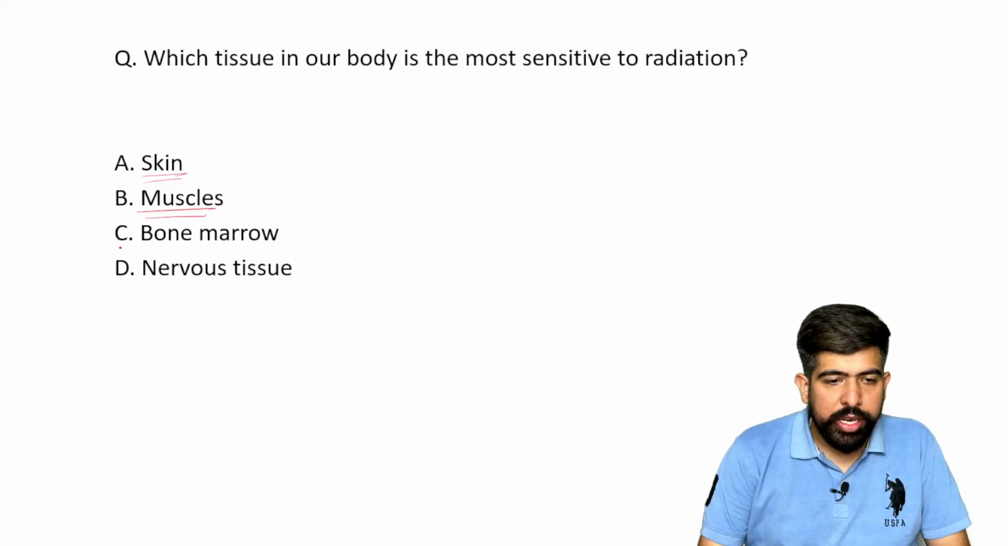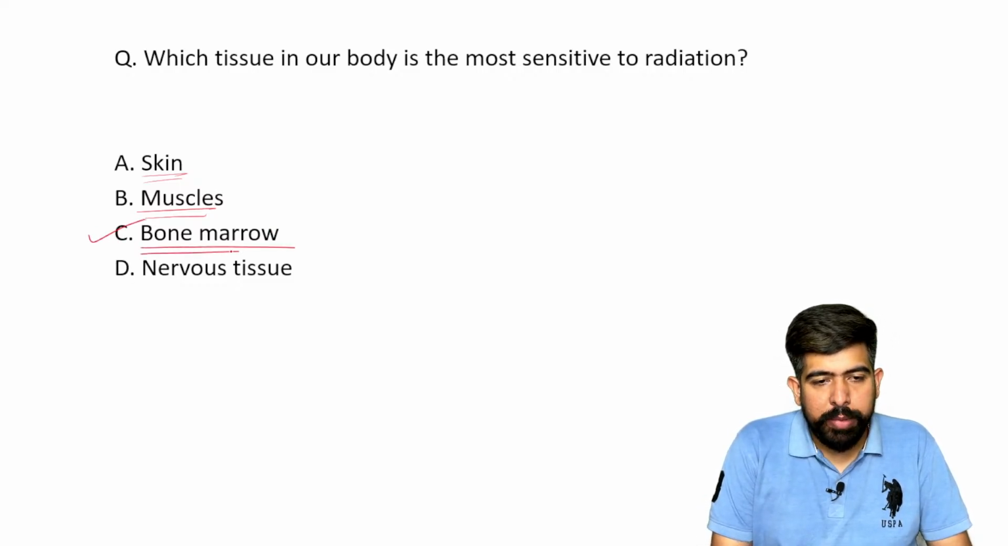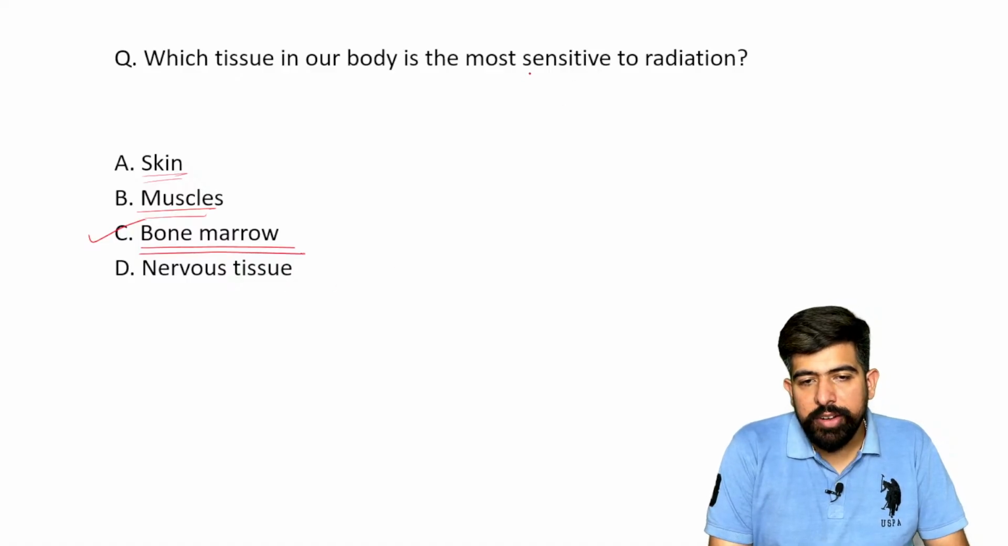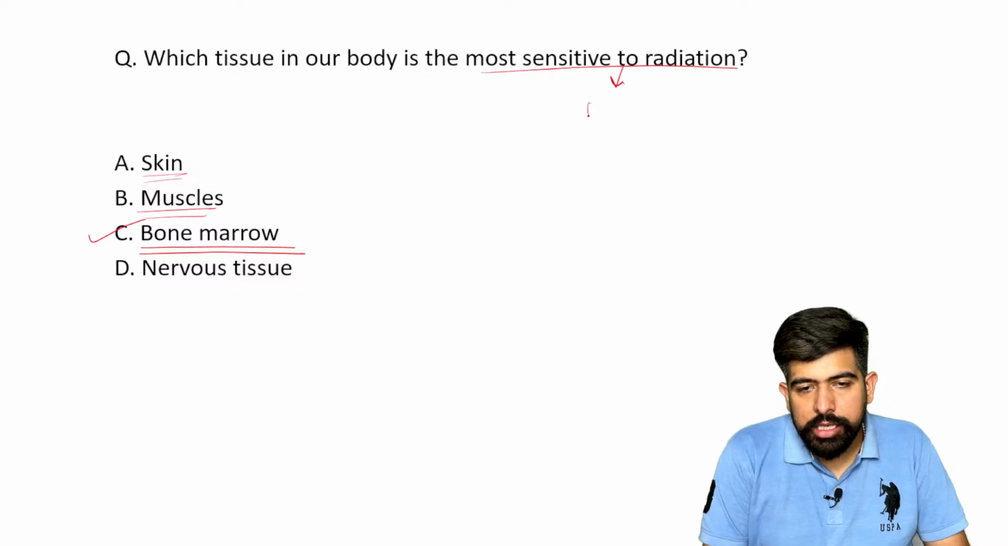The answer should be the bone marrow. Why, guys, bone marrow? Please understand this part. If I'm talking about sensitivity to radiation, it is always in the newly growing cells.